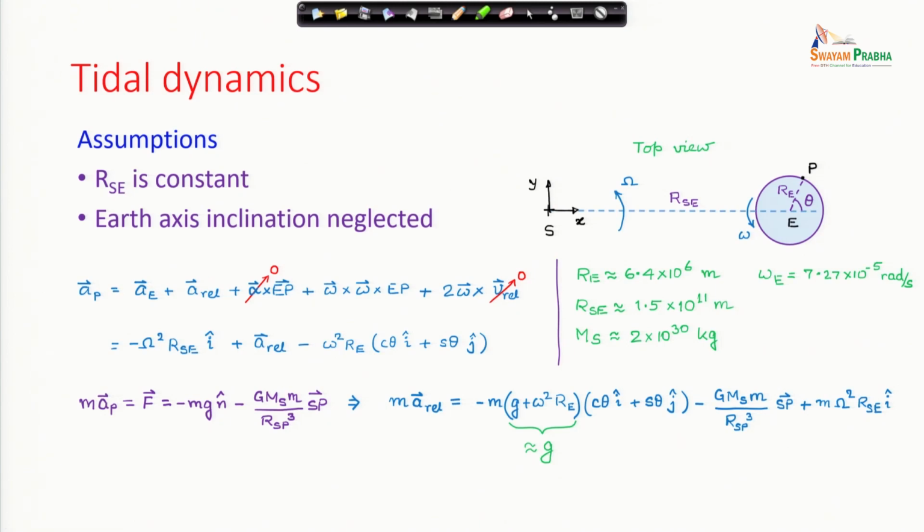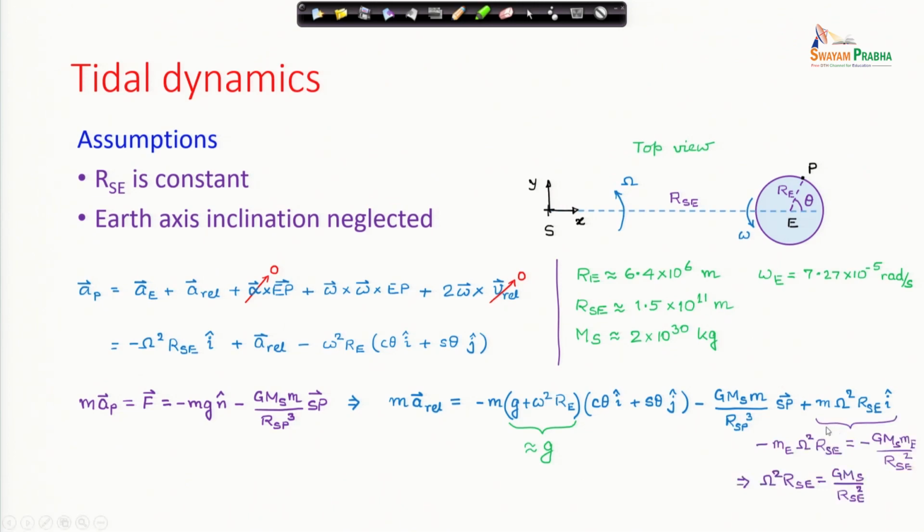Remember, omega, the spin of the earth, is 10 to the power minus 5, and spin square is 10 to the power minus 10, and then radius of the earth is 10 to the power 6. Roughly this will be 10 to the power minus 3 or minus 2, something like this if you multiply. And so there is a correction. Now, if you want to do an exact analysis, you can retain this, or you can take this as g for simplicity.